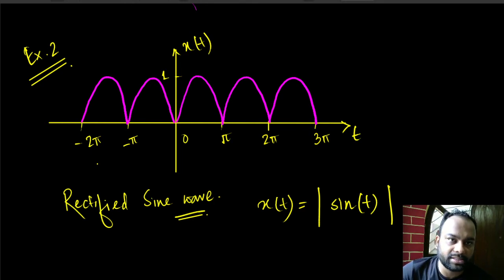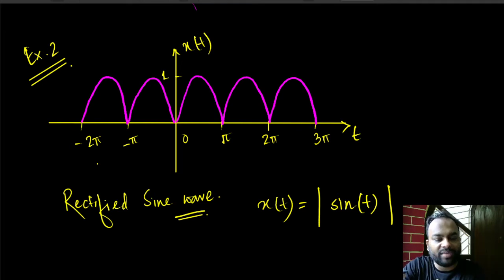Because if you don't understand this, you won't be able to work out the expression for this. So what is the period of this signal? My question is, what is the fundamental period? Can anybody tell me the fundamental period of this signal? Yeah. So the fundamental period of sine t is 2 pi.